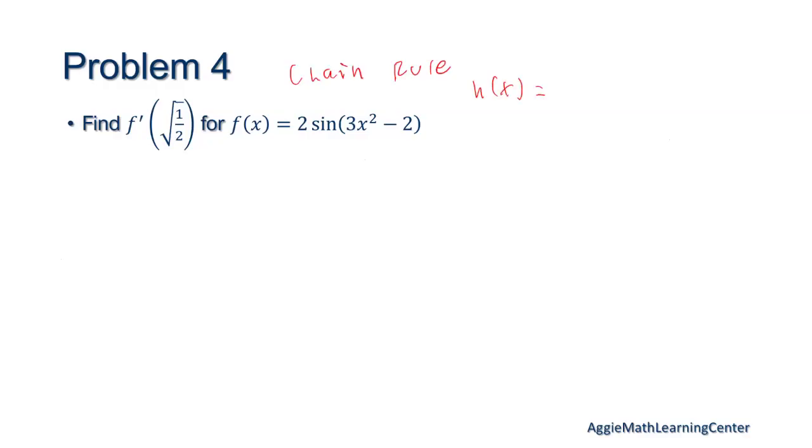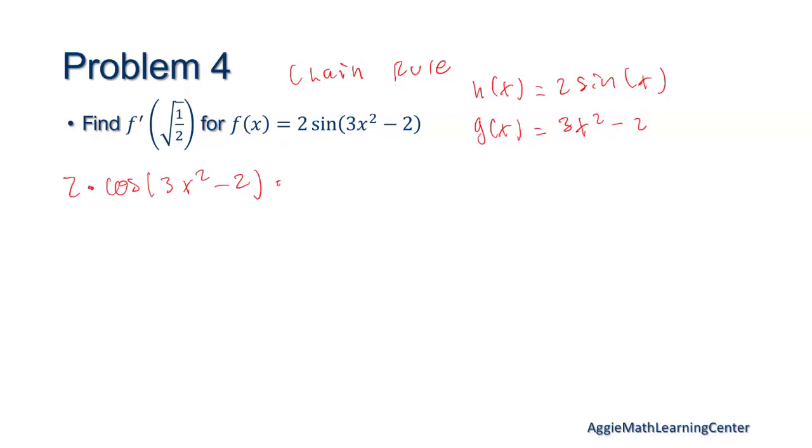H of x is going to equal 2 sine of x, and my g of x is going to be 3x squared minus 2. Okay, so then we're going to take the derivative of the outside, plug in the inside, then multiply by the derivative of the inside. So it's going to be 2 times, what's the derivative of sine? Positive or negative? Positive cosine. I'm going to plug my inside back in.